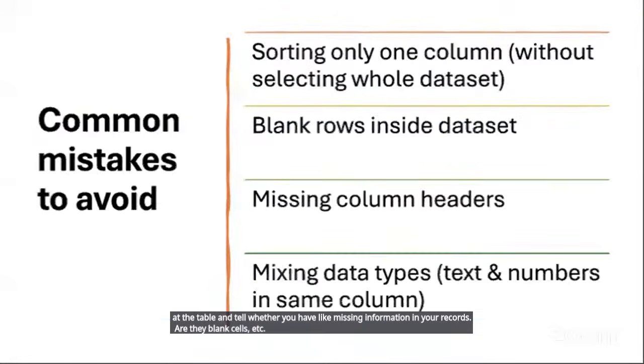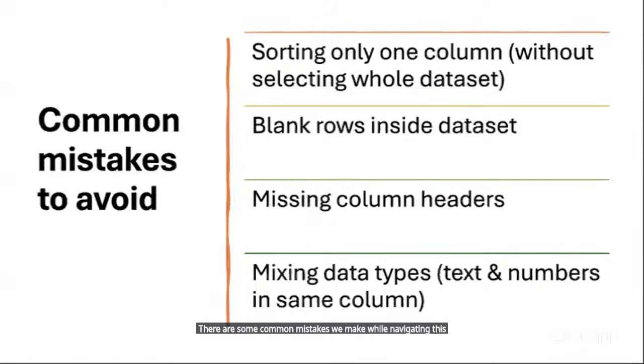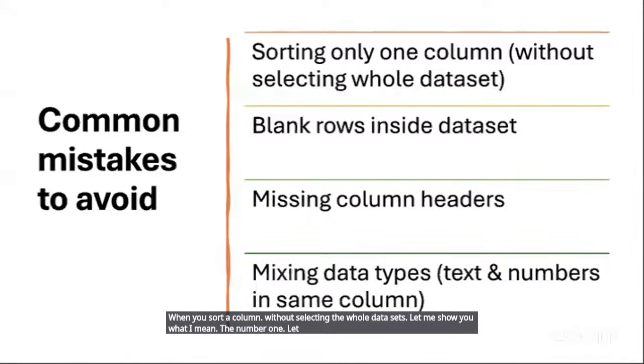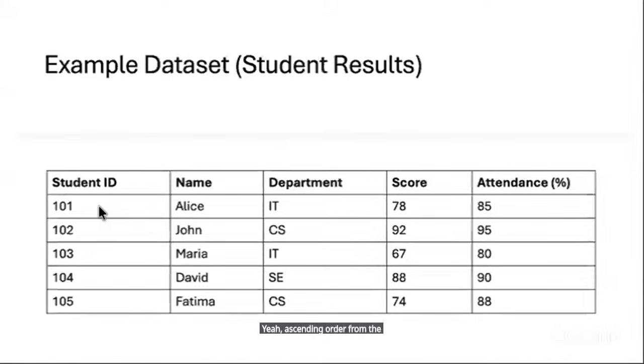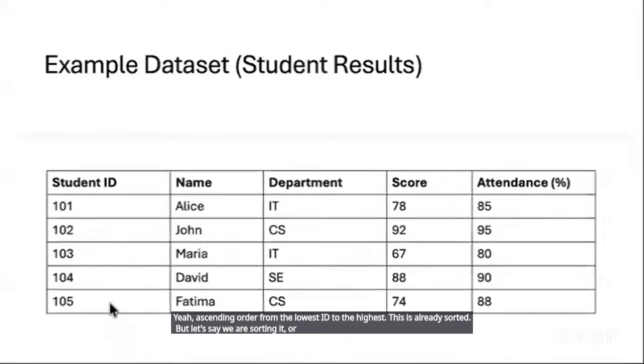There are some common mistakes we make while navigating this part. When you sort a column without selecting the whole data set, let me show you what I mean. The number one, let me go back and show you a table. These are raw tables. You are sorting based on student ID, for example. You want to sort this student ID in ascending order, from the lowest ID to the highest. This is already sorted, but let's say we want to sort it from the highest student ID to the lowest. You want to sort this table based on this.